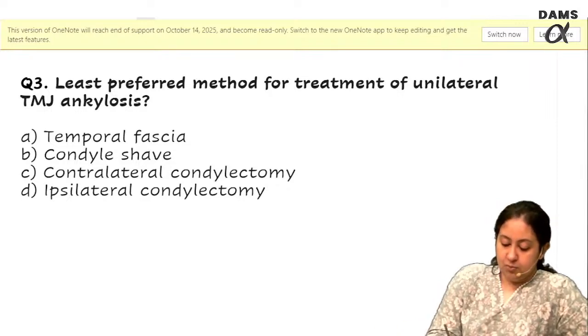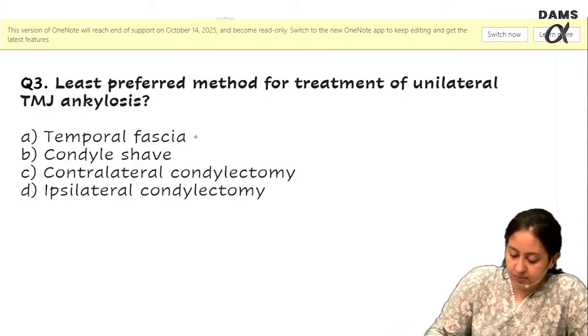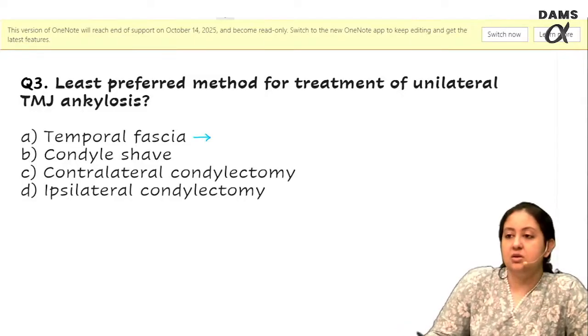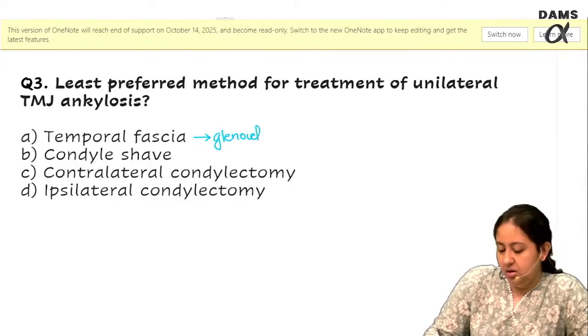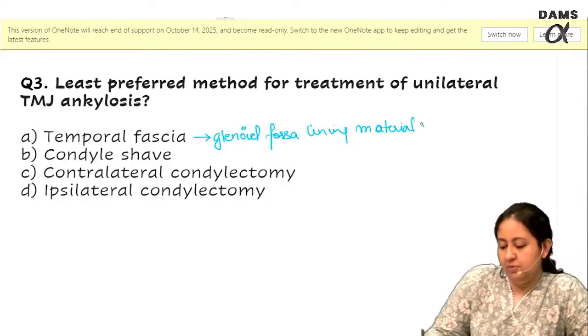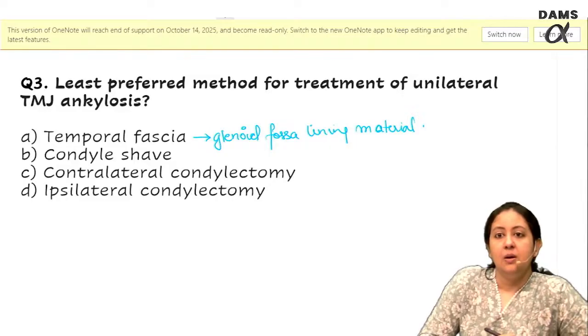Okay, let's see our options one by one. So, temporal fascia. This is used as a glenoid fossa lining material. Alright, to replace the disc. Fine. Okay, I have one answer.